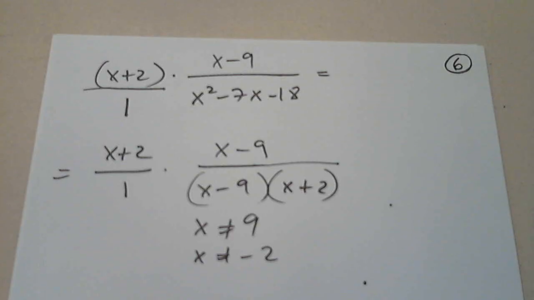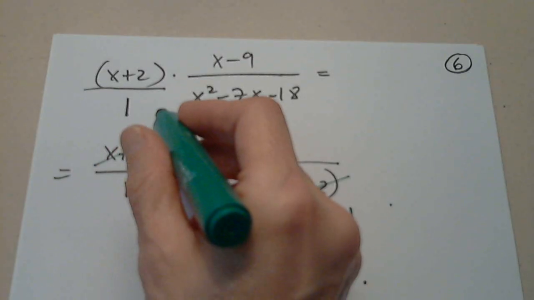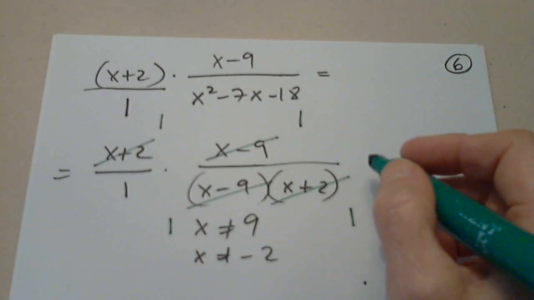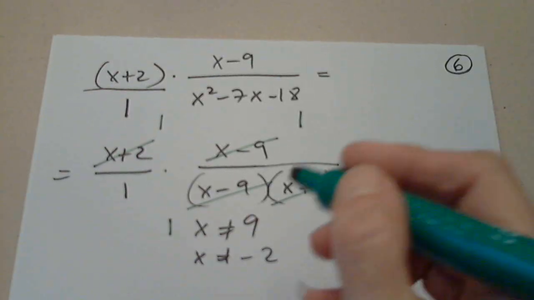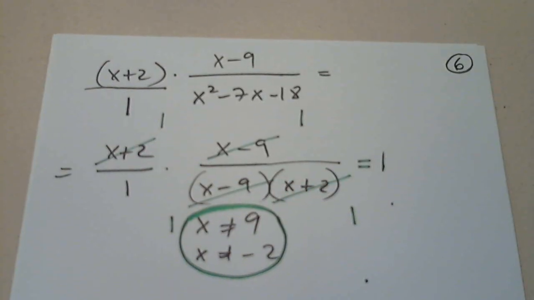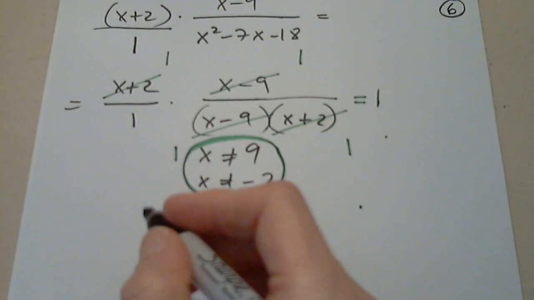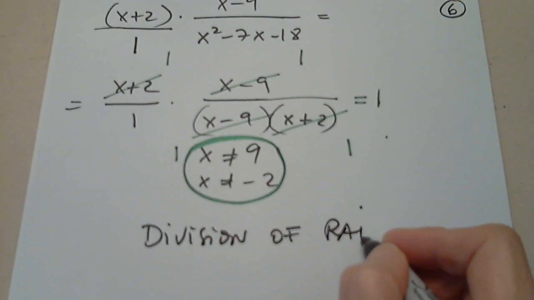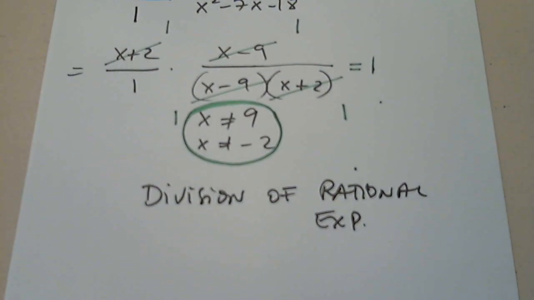Please write 1 so you don't think it's 0. X plus 2 divided by x plus 2, x minus 9 divided by x minus 9. What is the simplified form of this expression, of this product? 1, assuming that the conditions are fulfilled. Perfect. Okay, now let's look at division of rational expressions. Same thing as dividing fractions.